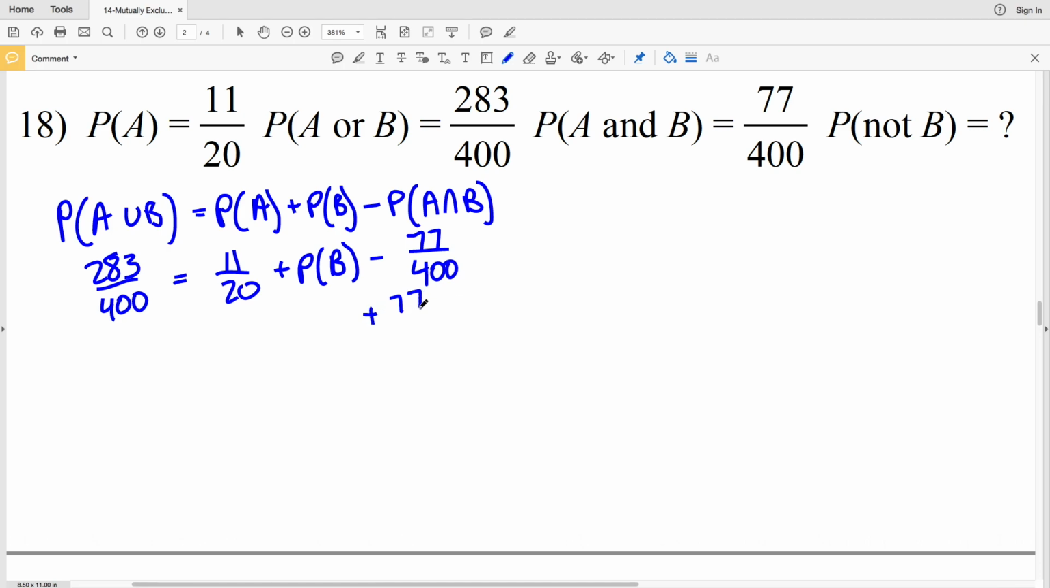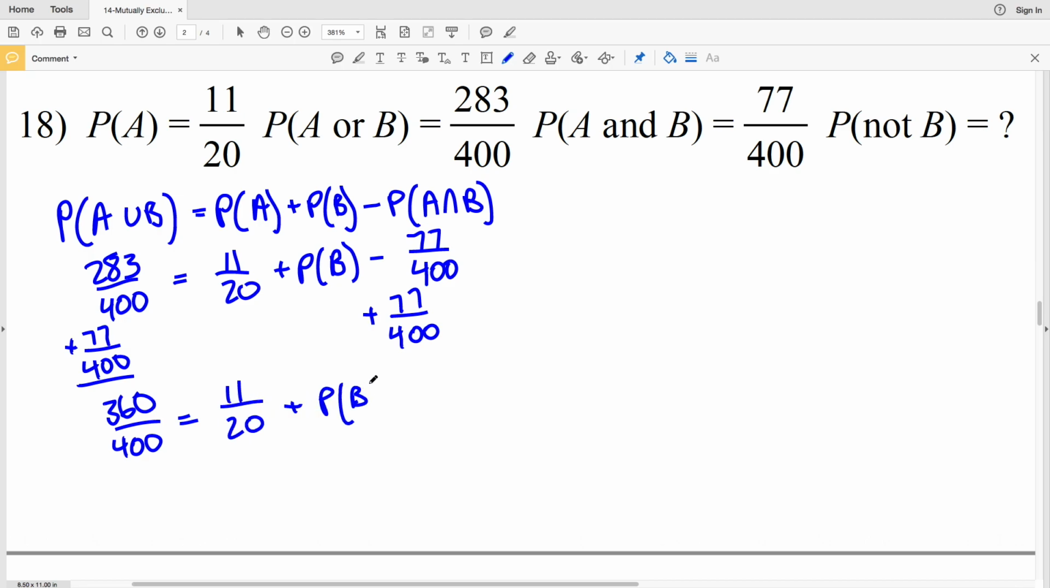I'll start by adding 77 out of 400 to both sides. So 283 plus 77 equals 360, and that's out of 400. That's going to be equal to 11/20 plus the probability of B. Next, I'm going to subtract 11/20 from both sides. Now, I know that I can simplify this fraction so that it has a denominator of 20. So I'm going to rewrite 360 out of 400 as, not 36 out of 40, but dividing both the numerator and denominator by 2, as 18 out of 20.